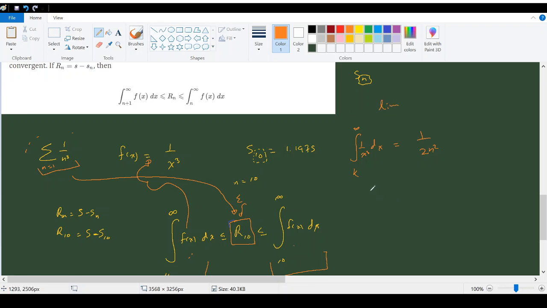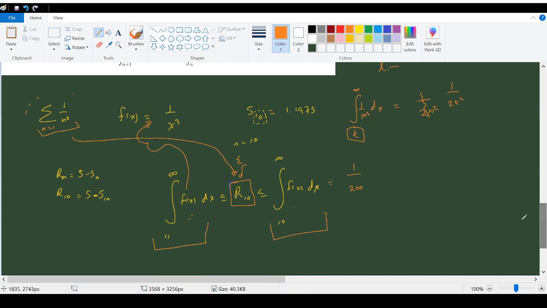Okay, and so, I'm sorry, this should be 1 over 2k squared. Accordingly, whatever number we use as the lower limit, the answer for the integral will come like this. So the answer for this integral will be equal to 1 over 200, and this one will be equal to 1 over 242, because here k is equal to 11 and that is 2 times 11 squared.